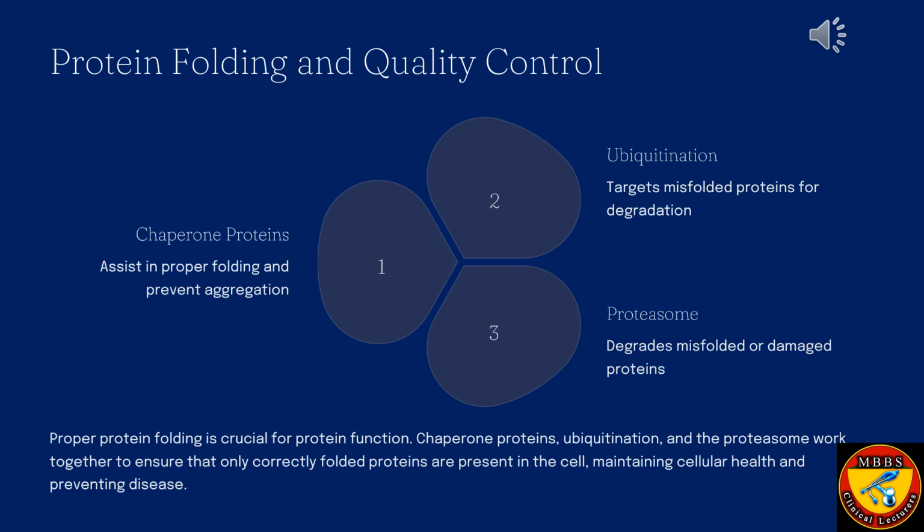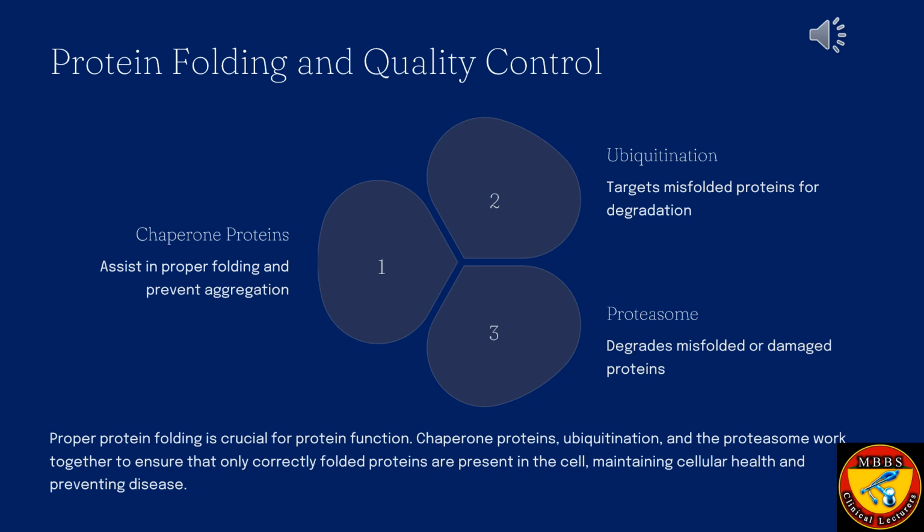Importance of proper protein folding. 1. Functionality. Correct folding is essential for a protein's biological function. 2. Stability. Properly folded proteins are more stable and less prone to degradation. 3. Interactions. Correct folding enables specific interactions with other molecules.